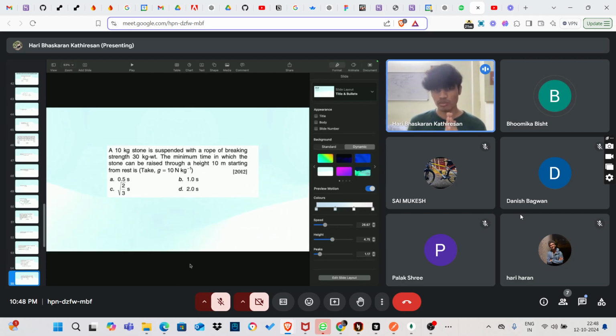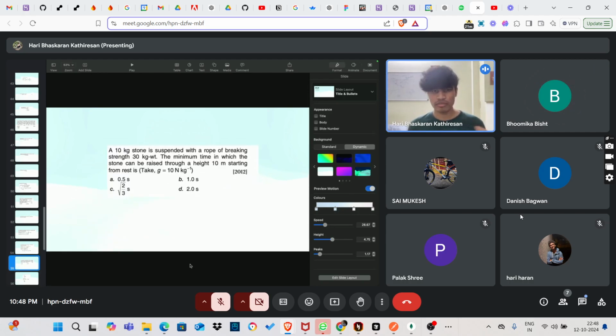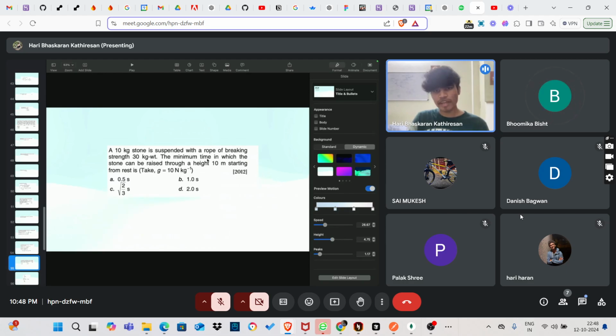So let's look at this question. A 10 kg stone is suspended with a rope of breaking strength of 30 something. The minimum time in which the stone can be raised to a height of 10 meters, starting from rest. Okay, so this is a diagram. It says the maximum tension in the string is 30 Newton. That much can be applied to the string before it breaks, right? And they ask for the minimum time. To find the minimum time, given the distance, all you need is acceleration, right?